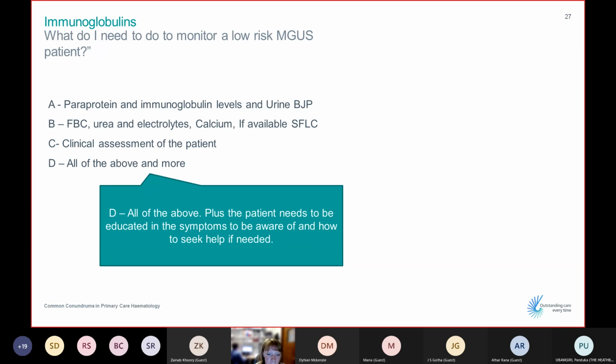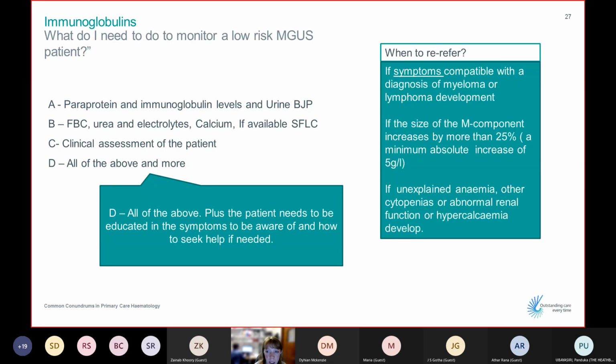So the answer is D, and what I mean by more is that the patient needs to be educated about their condition and the symptoms to look out for, as we're probably only seeing them on 1 or 2 occasions through the year. And if they do develop any symptoms compatible with myeloma or lymphoma, they should be re-referred back to us, as should anyone that has an increase in the M component of more than 25%, or anyone that develops an unexplained anemia, other cytopenia, abnormal renal function, or high calcium.